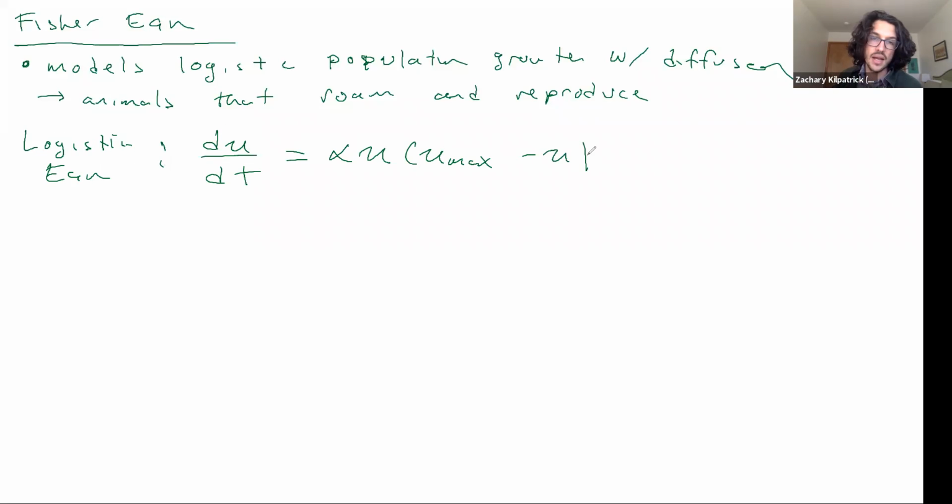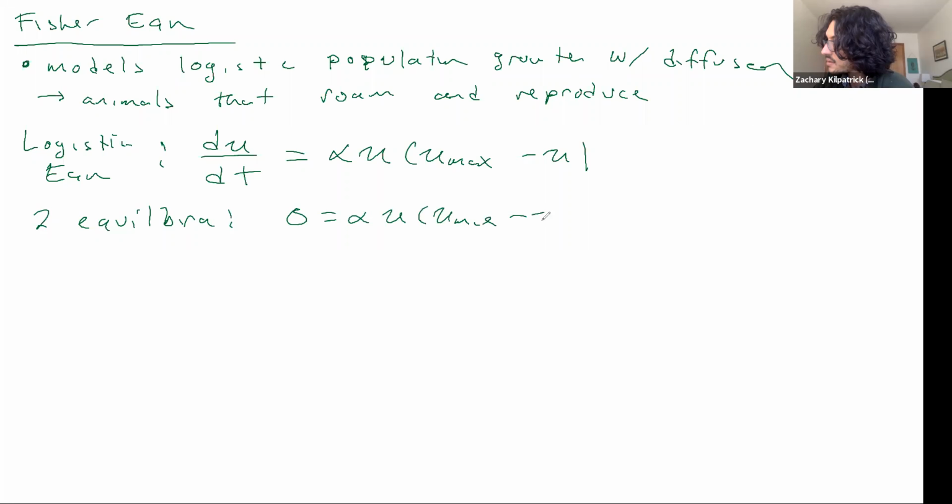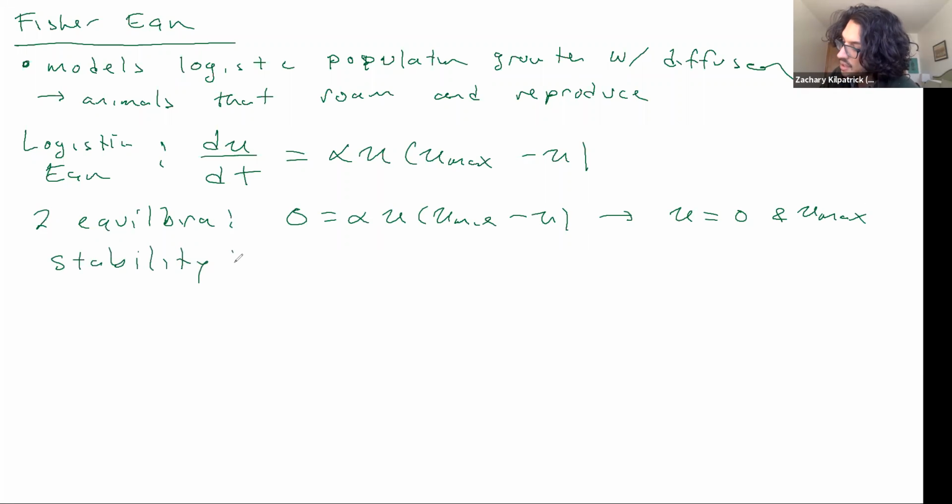Before I write down Fisher's equation, we can get some insight into what's going to happen at just a local point in space. Essentially, there's two equilibria: u equals 0 and u equals u max. Their stability is given by linearizing around this right-hand side.